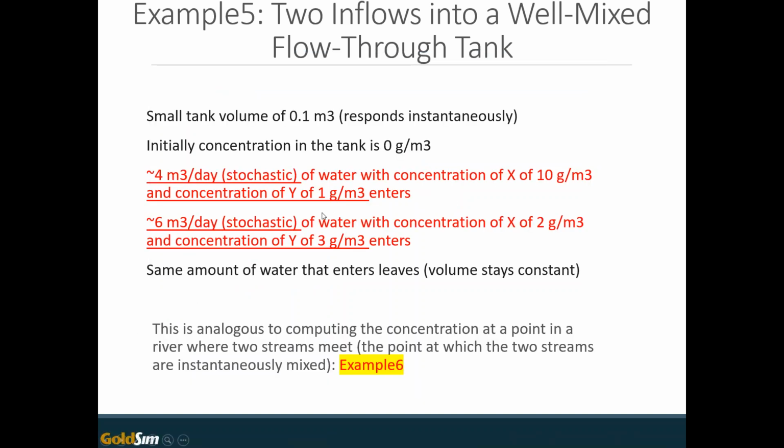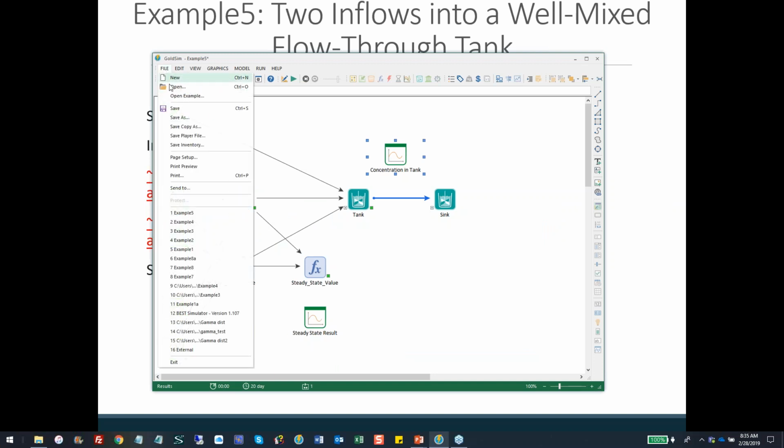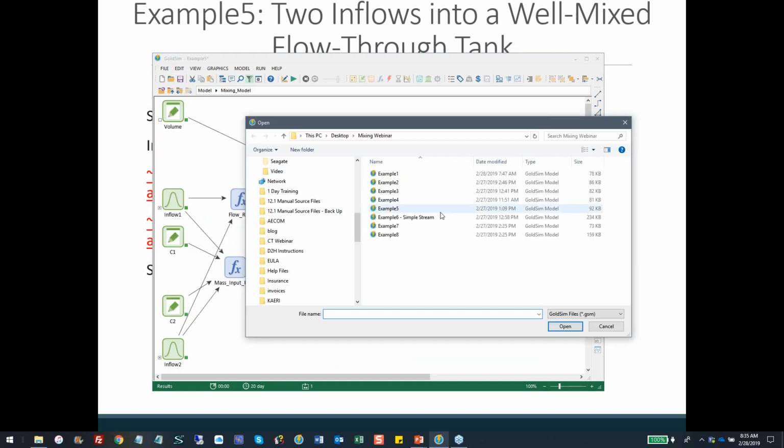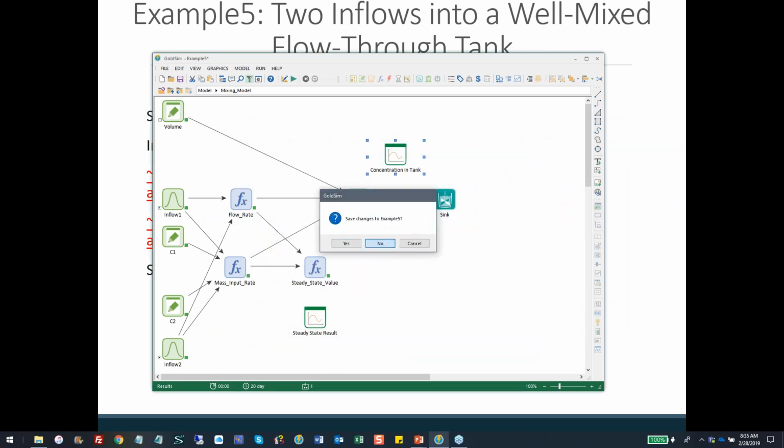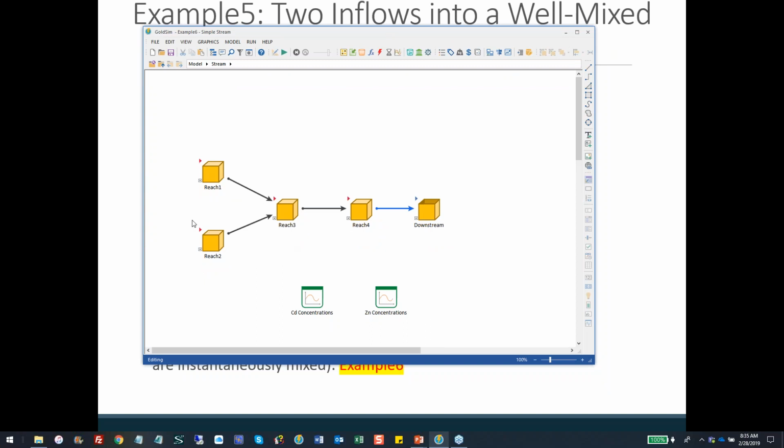Okay, so as I pointed out, modeling a very small volume like we've done here is analogous to computing the concentration at a point in a stream where two streams meet. And let me actually show you a model that does exactly that. So again, it's a very simple model. We're just trying to keep things simple for this webinar. But what I've got is a stream system where there's a reach here, a reach here. Those two reaches combine and mix here, and then they move on.